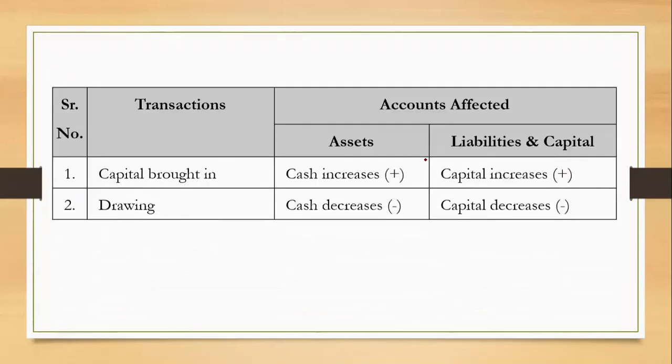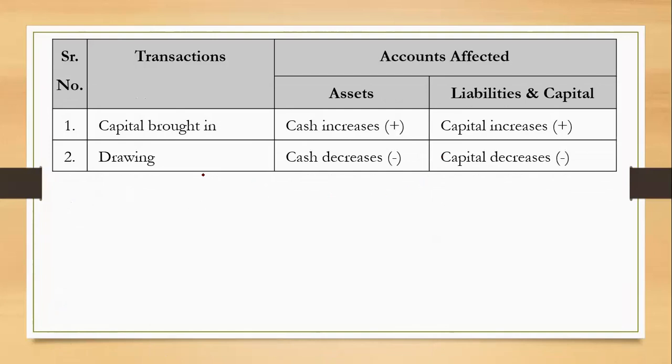Second is drawings, right? Drawings is the amount that has been withdrawn. So my cash balance decreases, whereas my capital also decreases. We already have learned this thing. Because of the drawings, my capital always reduces.